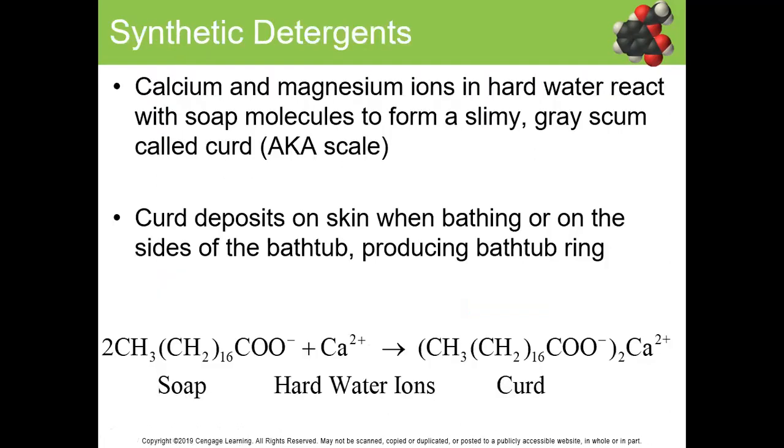So when we talk about synthetic detergents, synthetic just means man-made. And so when you have calcium and magnesium ions from your hard water and they react with soap molecules, you get this slimy soap scum or scale, right? Your textbook calls it curd. Anyone who's got hard water knows exactly what I'm talking about. If you get a lot of soap in there with your hard water, you're going to get this scummy, slimy stuff. And it'll make your skin feel like it's not fully clean, especially if you've got really, really hard water. You'll also see it on the edges of your bathtub. And so this is a figure just showing you that. Here's your soap. This is the hard water. And this is kind of what you get.